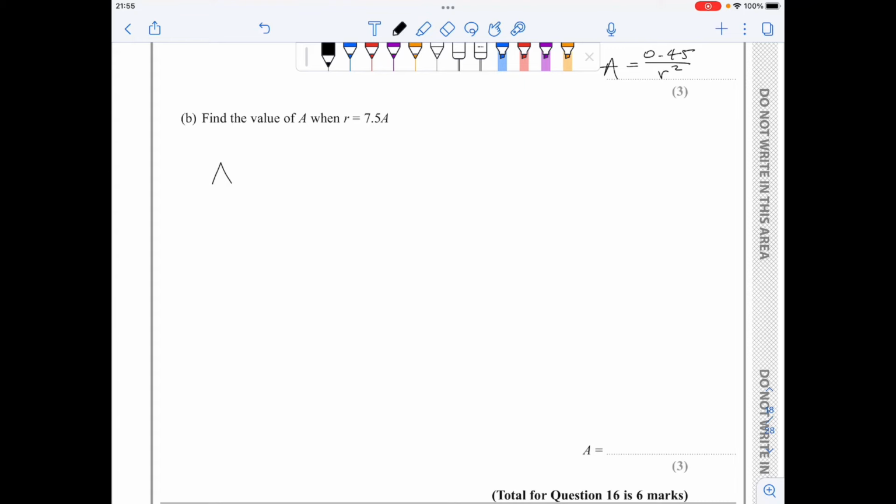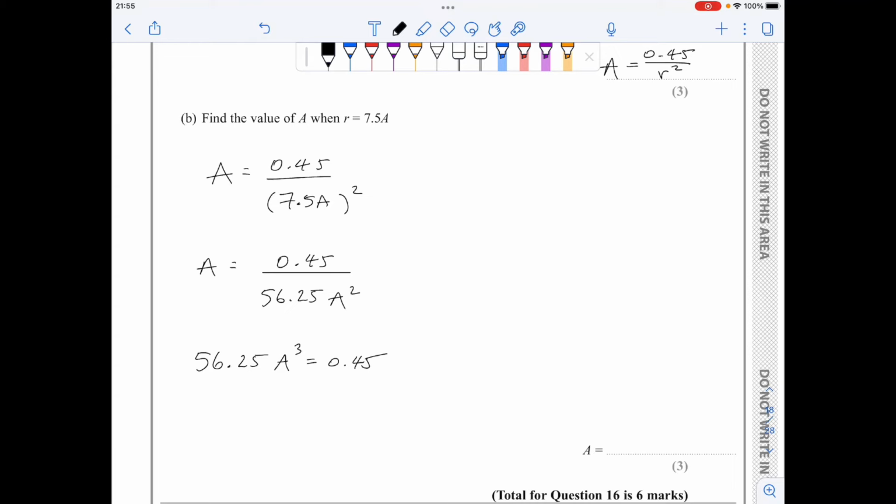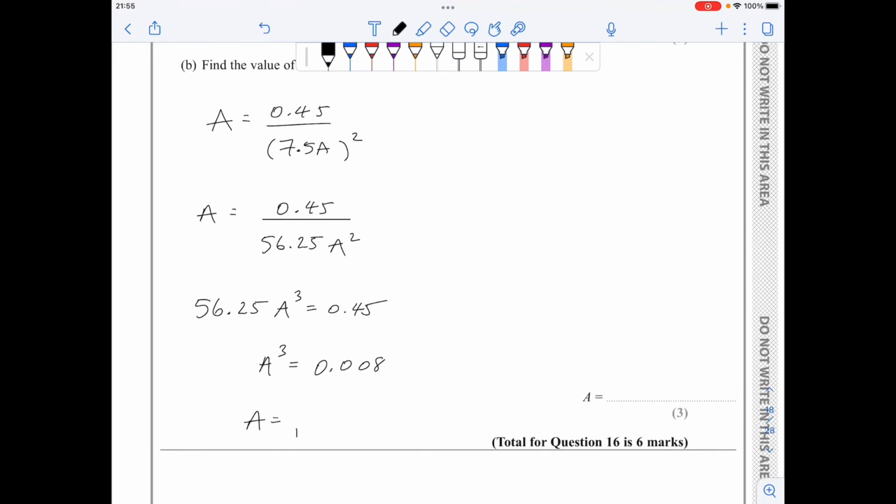In part B, I'll substitute R with the value given, that's 7.5A all squared. So A is equal to 0.45 over 56.25 A squared. Let's cross multiply. 56.25 A to the power of 3 equals 0.45. So A cubed is equal to 0.45 divided by 56.25. That's 0.008. So A is the cube root of 0.008, and this comes out to be 0.2.